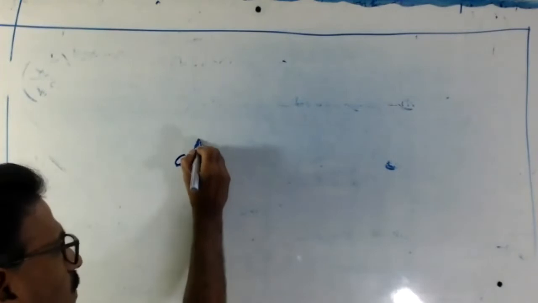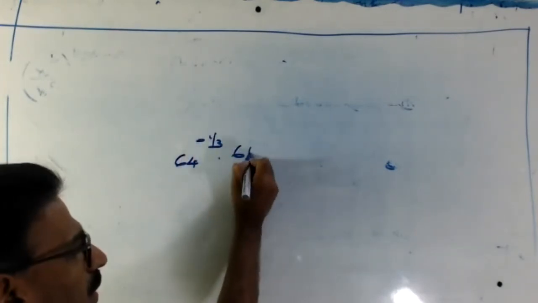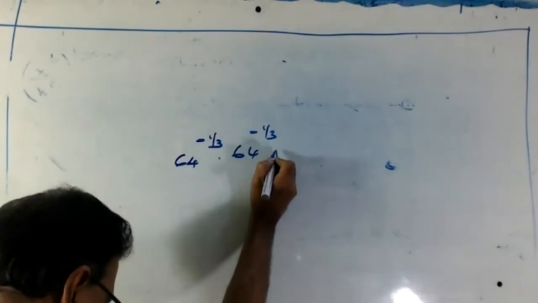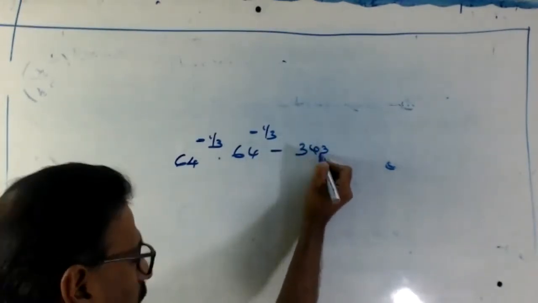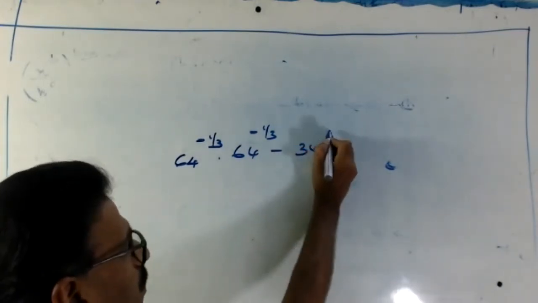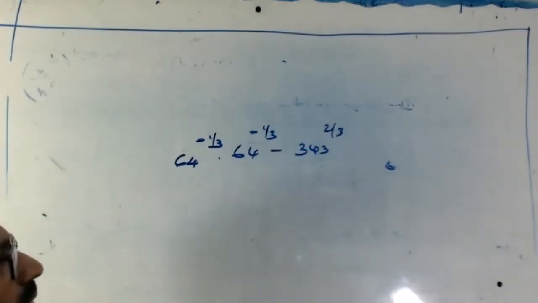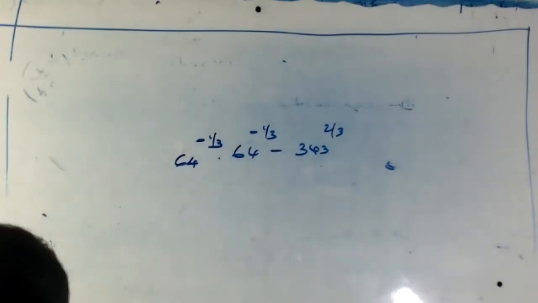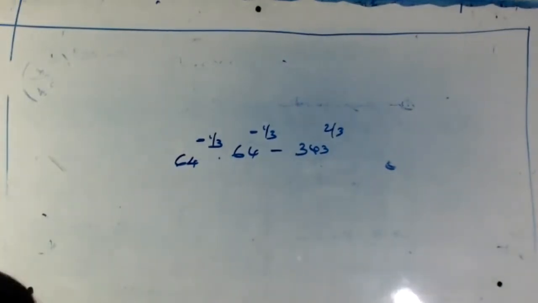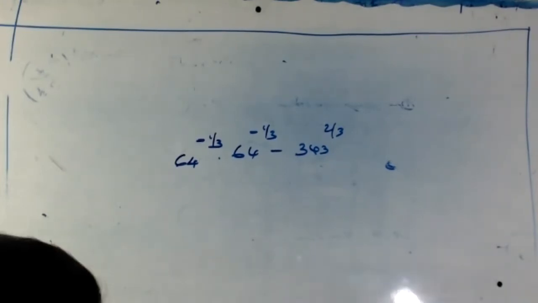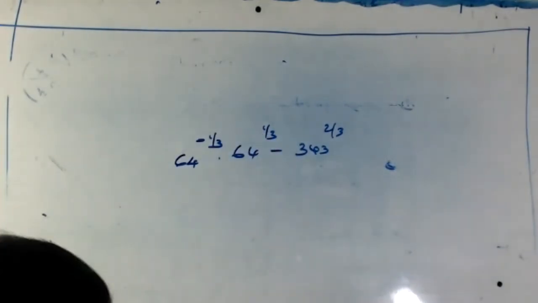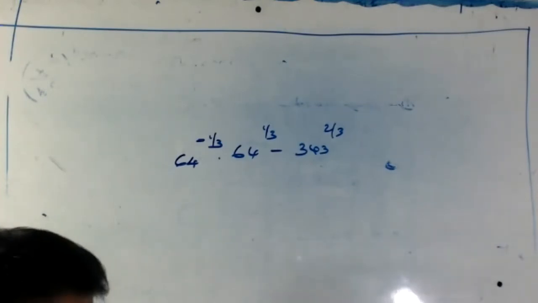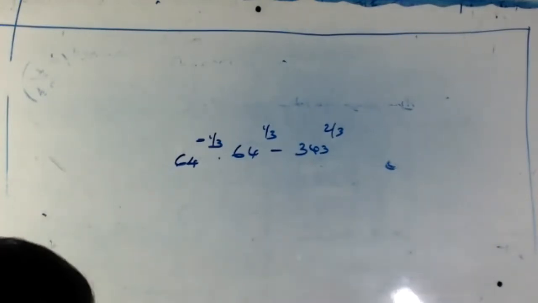The question: 64 raised to minus 1 by 3, into 64 raised to 1 by 3, minus 343 raised to 2 by 3.